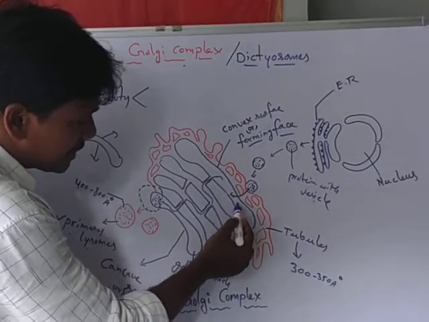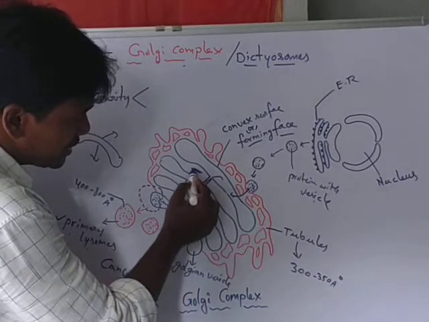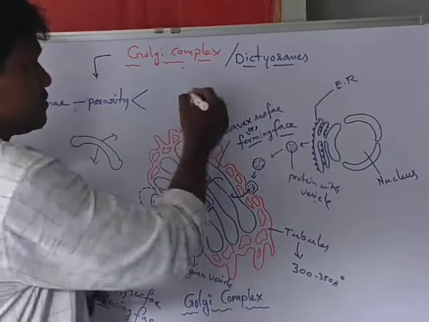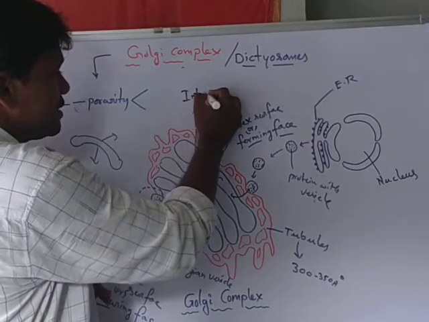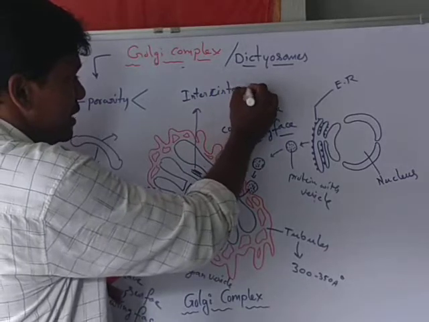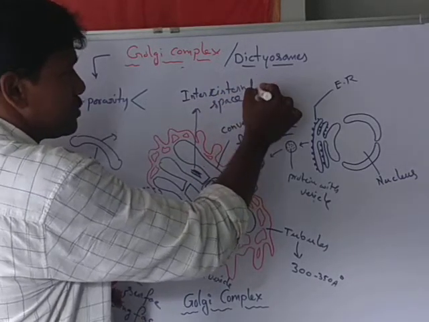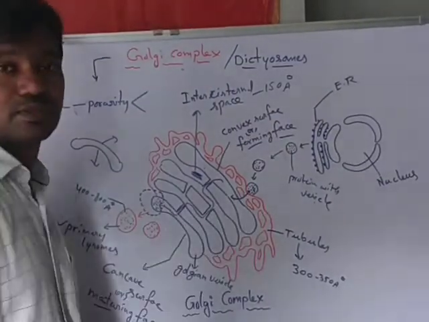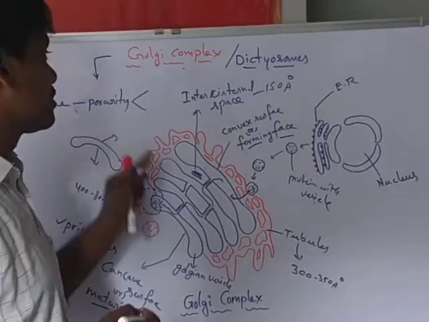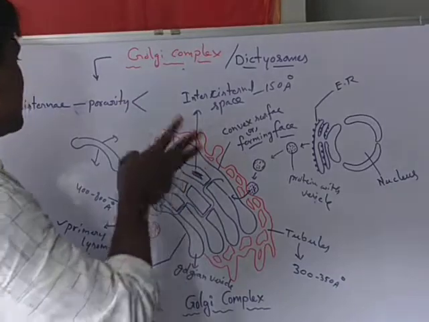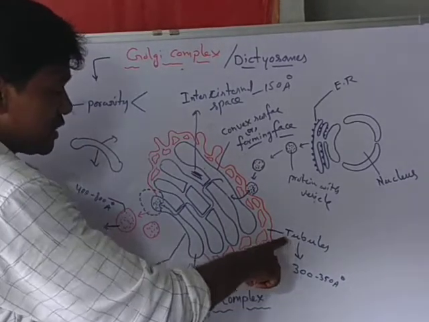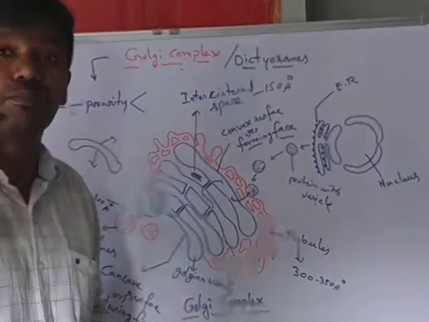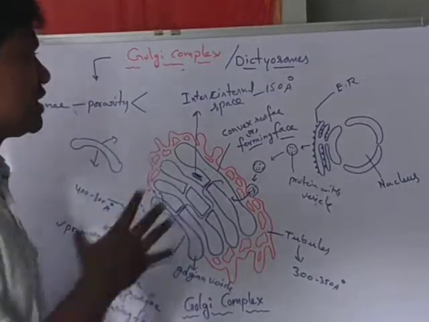There is a space between two cisternae, called the intercisternal space, which is 150 angstroms. So this is about the structure of the Golgi apparatus. Because of these three structures, cisternae, tubules, and vesicles, the Golgi apparatus, or Golgi body, is called the Golgi complex.